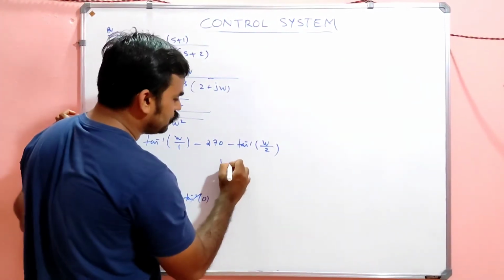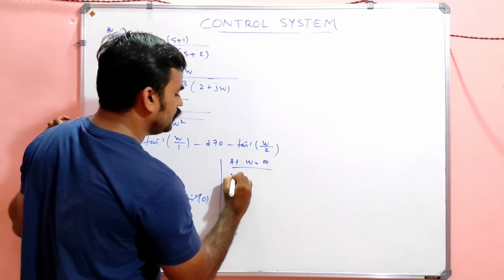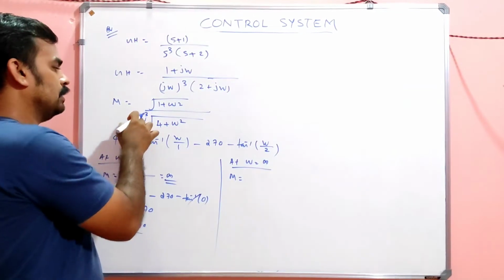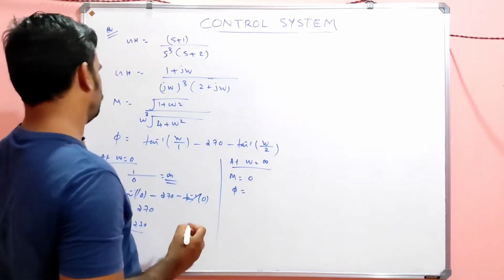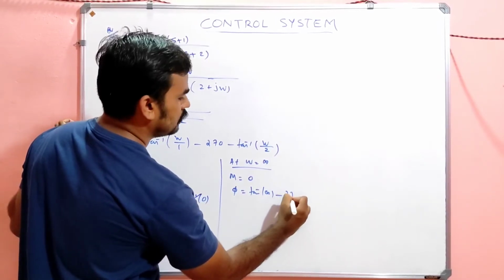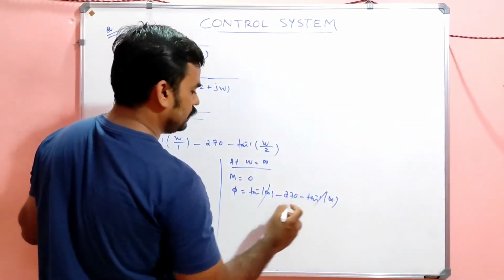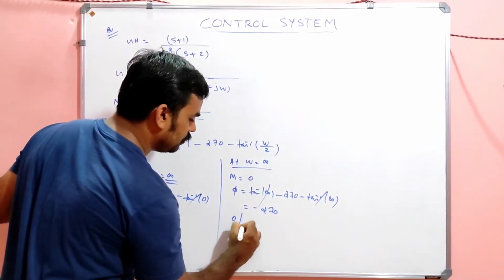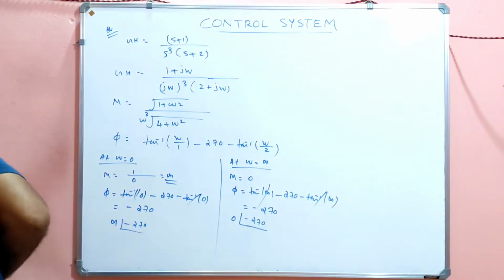Similarly, what happens at omega equal to infinity? What will be the magnitude when omega equal to infinity? 1 plus infinity square divided by infinity cube will definitely give you 0. And what will be the phase angle now? Tan inverse infinity minus 270 minus tan inverse infinity. This infinity and this infinity cancel, so it will be minus 270. So 0 angle minus 270 is the complete representation at omega equal to infinity.